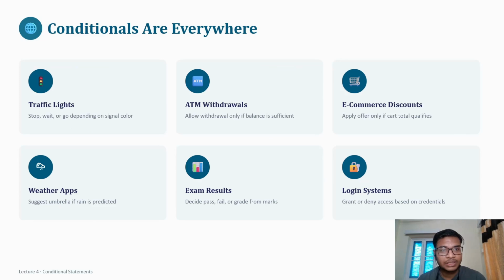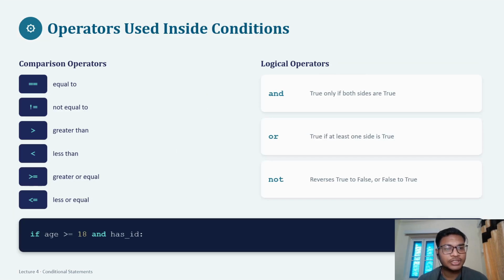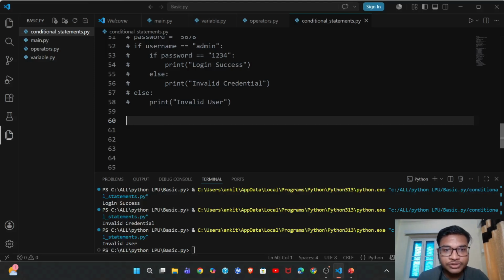And conditionals are everywhere. In real-world examples, we see how the condition will work. So this is one of the very useful pieces of code I have told you about. So this is the condition, everyone, and let's talk about some operators. Where do we use operators? Just see here.